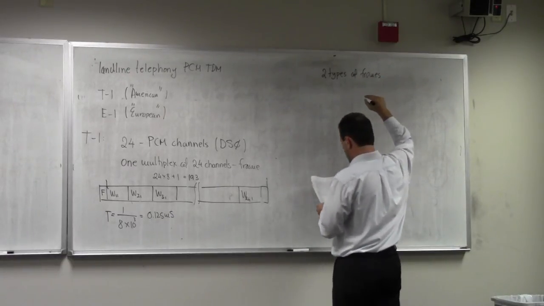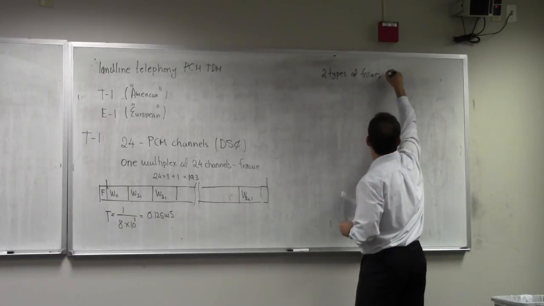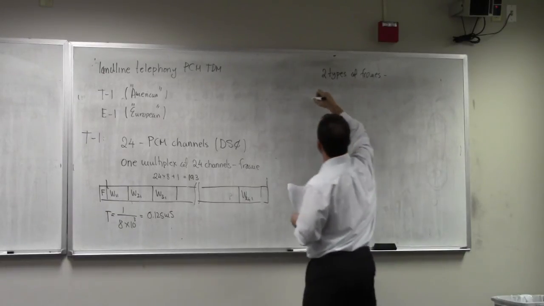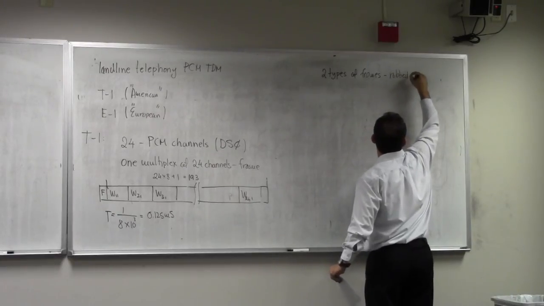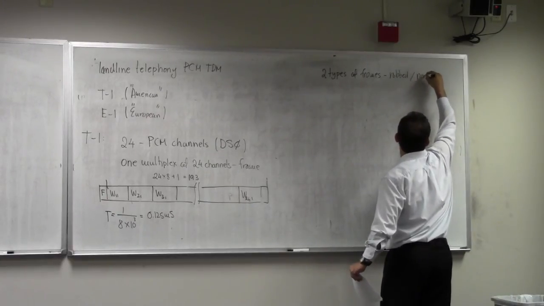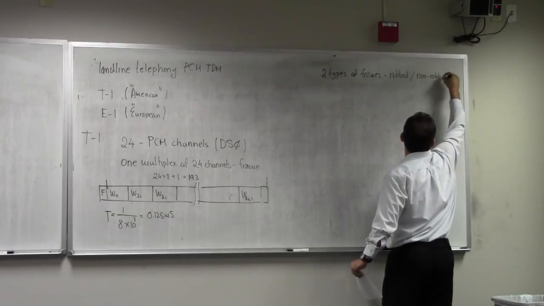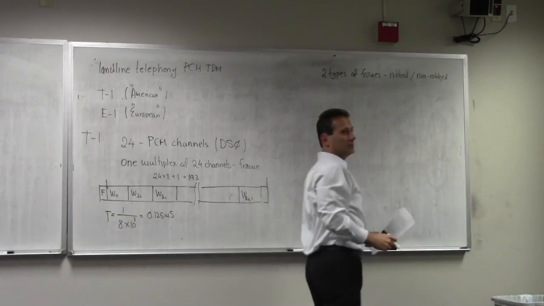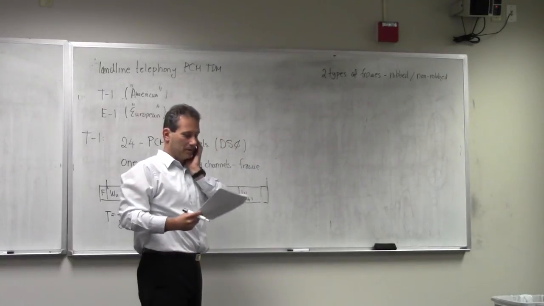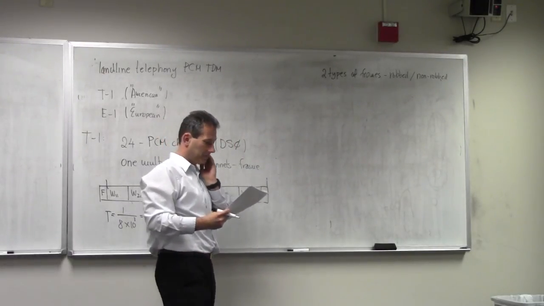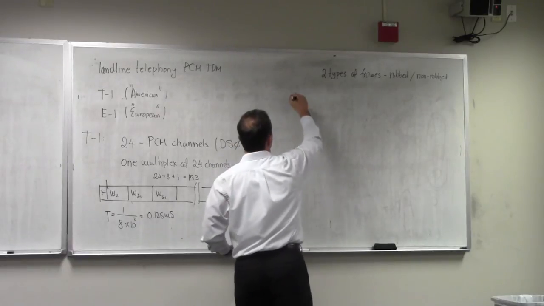There's one type that's called wrapped and non-wrapped. So there's a wrapped frame, wrapped and non-wrapped. You know, something is stolen from the first one, so that's why it's wrapped. Right, there's a robbery happening here. How does the wrapped frame look like?